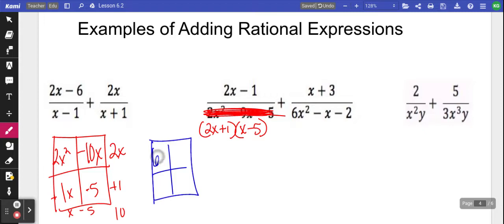This one, 6x squared minus 2. Factors of 12 that subtract to be 1 are 4 and 3. Sign chart says minus plus. 3x minus 2. And 2x plus 1.